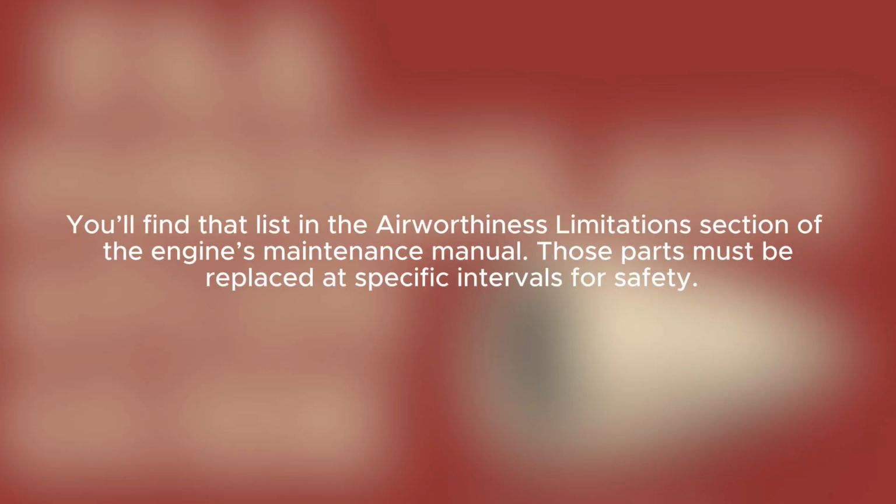Where would you find a list of life-limited parts for an engine? You'll find that list in the airworthiness limitations section of the engine's maintenance manual. Those parts must be replaced at specific intervals for safety.